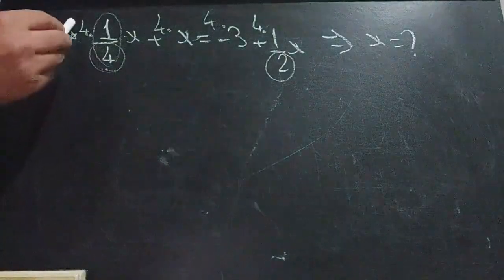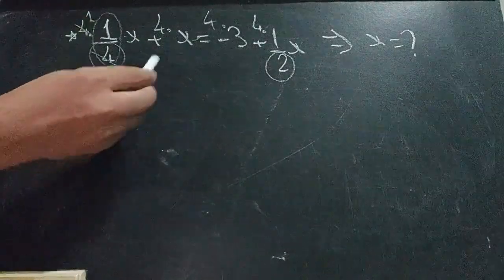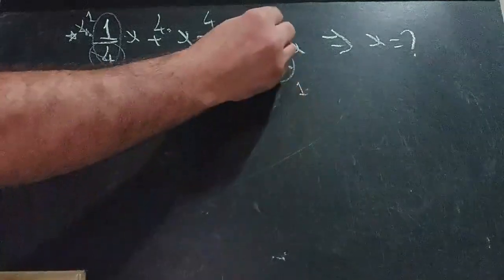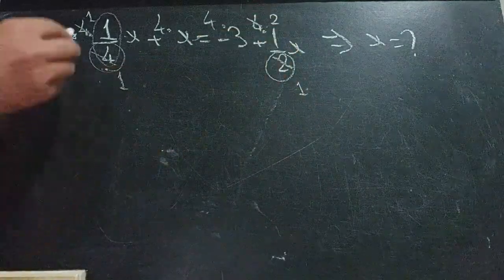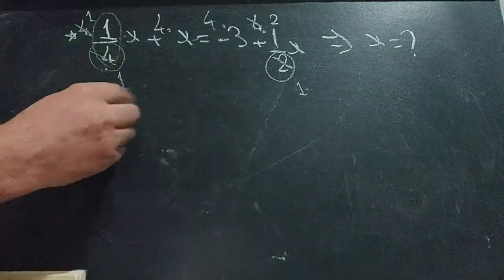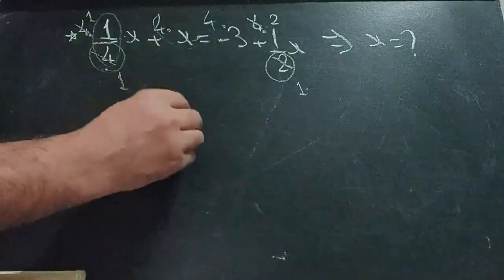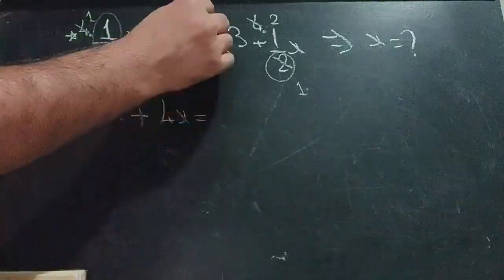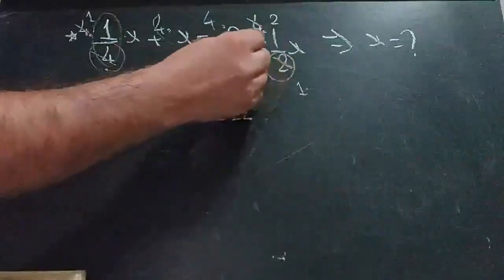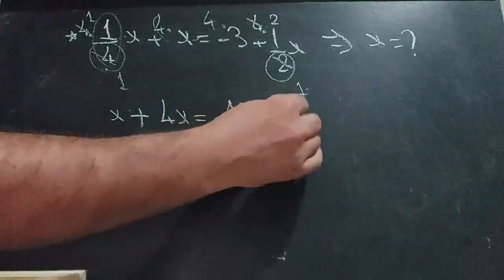When you multiply by 4, this will simplify to each other. That will be 1, 1. And this simplifies to each other, 1, 2. So 1 times x will be x plus 4x equals 4 times negative 3, which is negative 12, plus 2 times 1 times x, which is 2x.